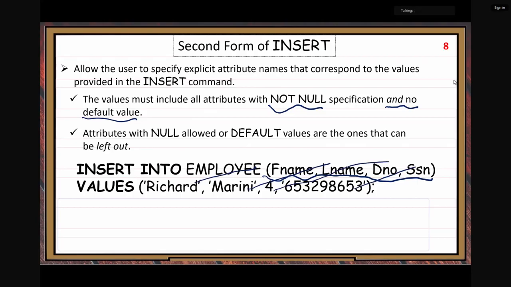The remaining fields we didn't specify here, because we allow null values or we have default values in our table definition. Auto increment: the employee table does not use auto increment, so you do not consider that case.